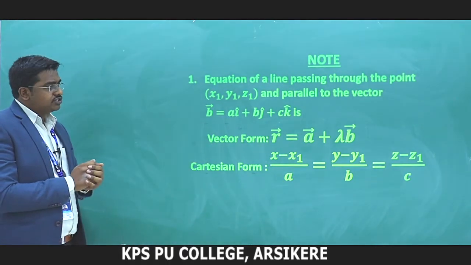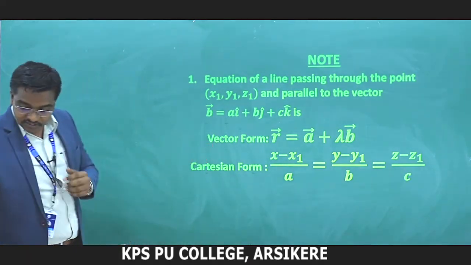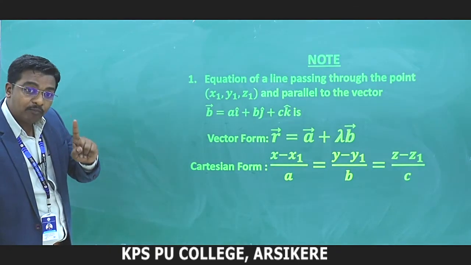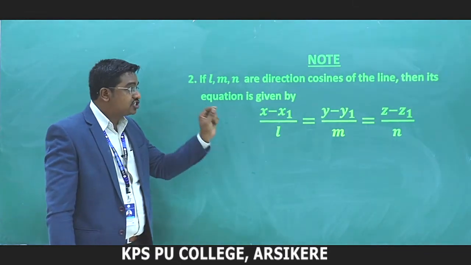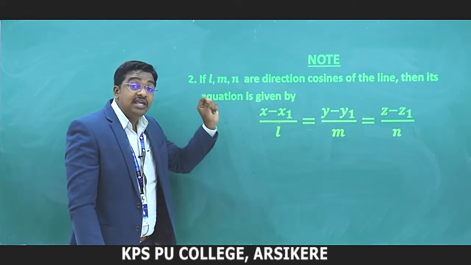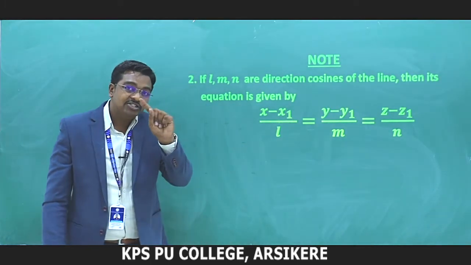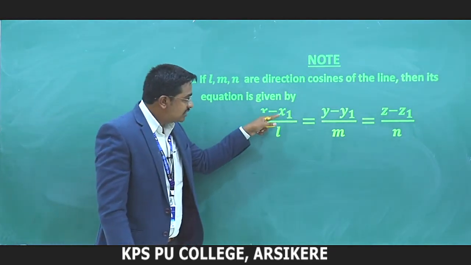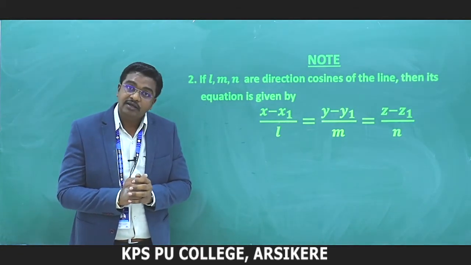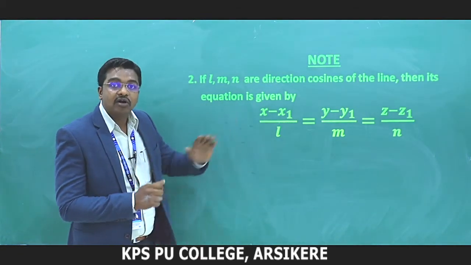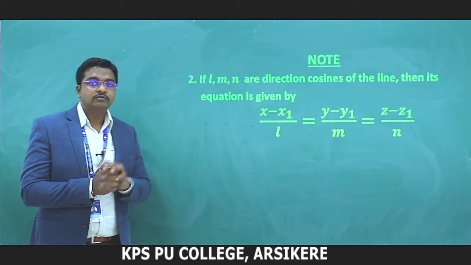If direction ratios are given, we will discuss what the equation of the line is in terms of the given direction quotients. That is note number 1, now note number 2. Take a pause and note down all the things. And the second point: if l, m, n are the direction quotients of the line, then its equation is given by x minus x1 divided by l, where direction ratios are replaced by direction quotients, is equal to y minus y1 by m is equal to z minus z1 by n. This is the equation in Cartesian form. This is note number 2, write it down.